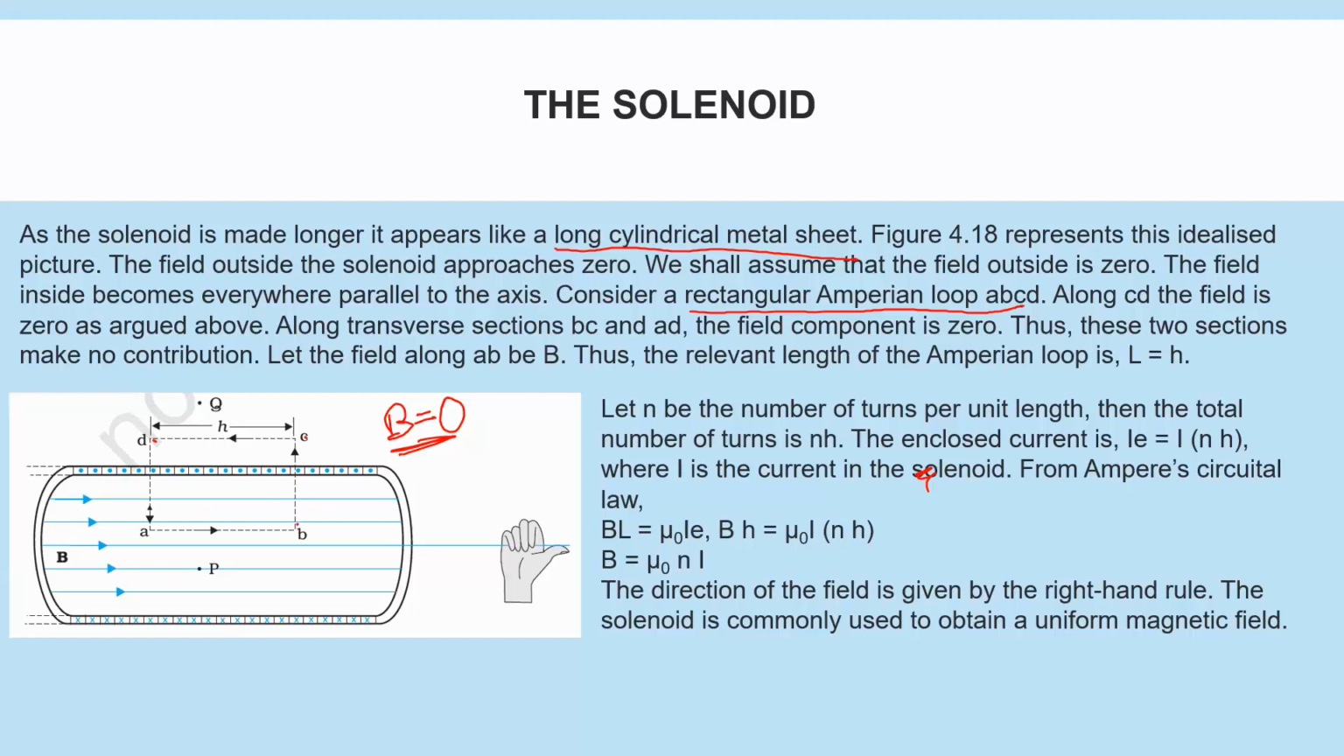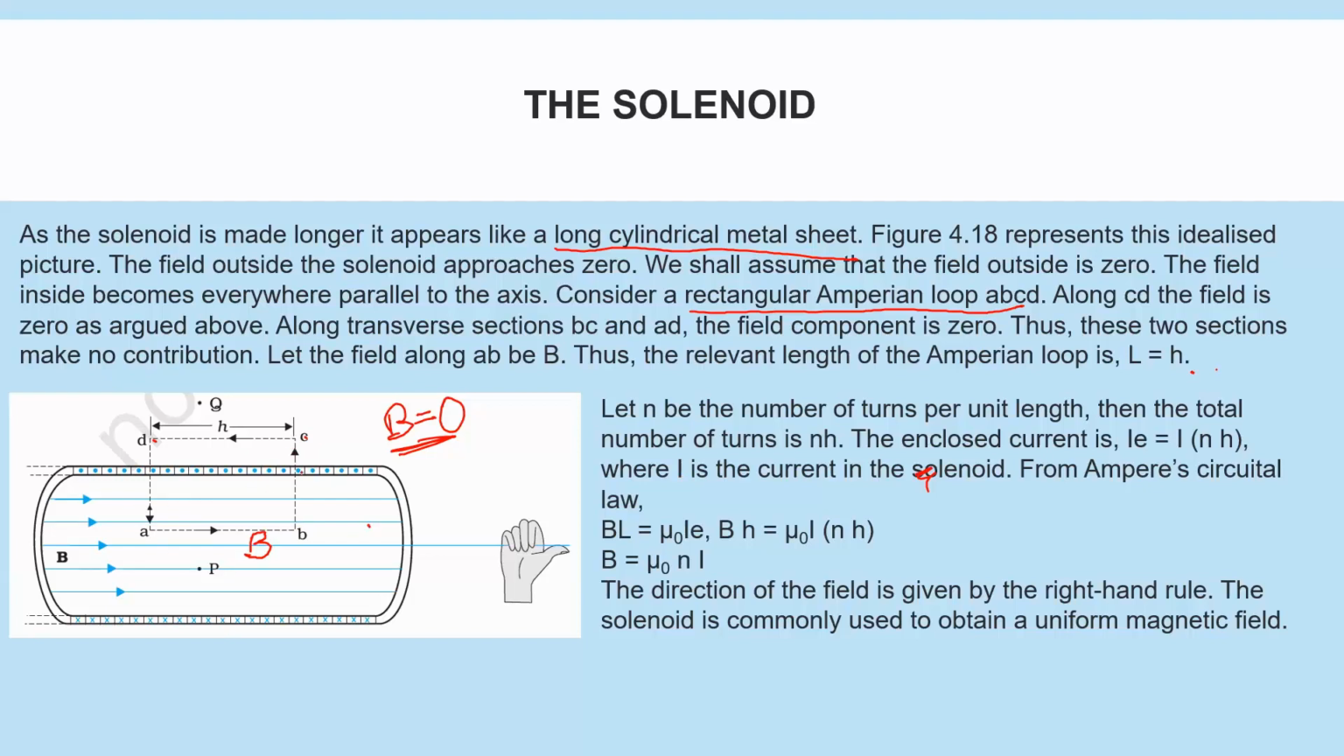So the field that will appear along BC and AD has no contribution to the magnetic field that is present inside the solenoid. Then the field along AB, we can take that as B. So the field along AB is B. The relevant length that we are going to consider for this Amperian loop is L equals h. h is the distance between A and B, and this is a loop, so the length of the loop will be AB.